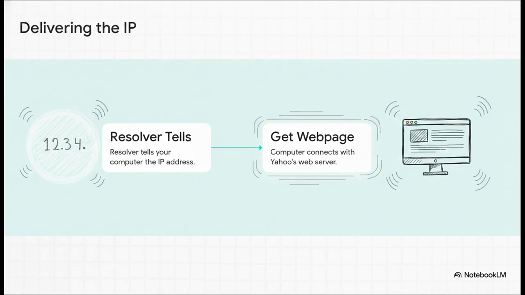Now, the resolver hands those numbers back to your computer, successfully bridging that communication gap we talked about at the very beginning. Because your computer finally has the numerical IP address, it can communicate directly with Yahoo's web server and retrieve the web page you asked for.